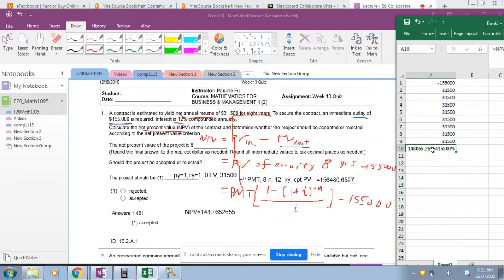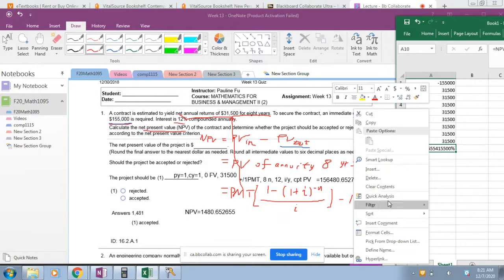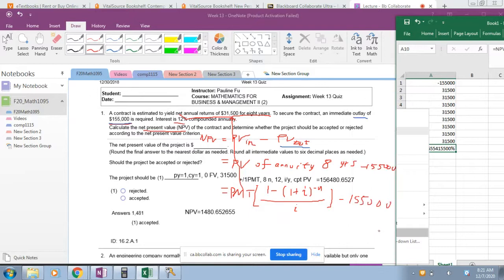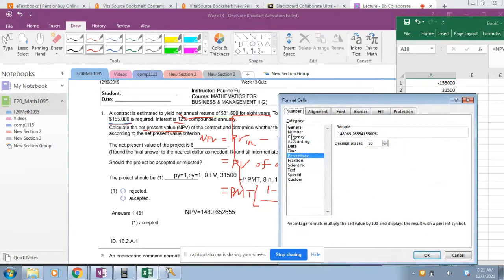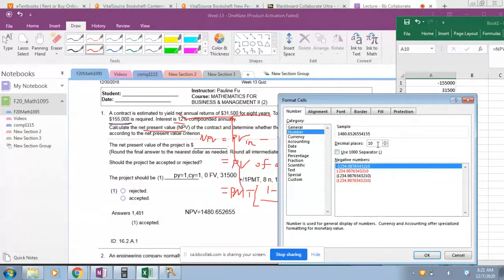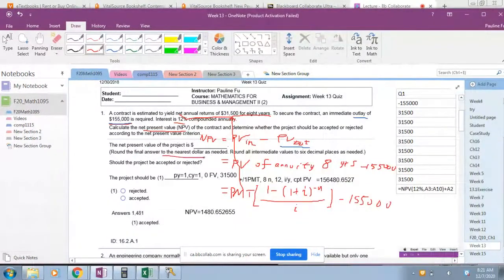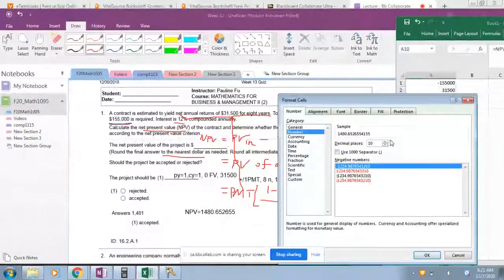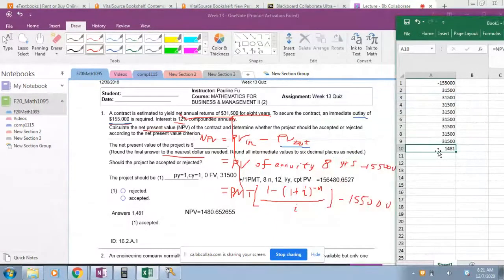The number gives you the percentage. You format this percentage to number. So format cells, quick number. The requirement of the question said, round the final answer to nearest dollar. So decimal place is 0. So you get 1,481. It is the same number as we get from here.